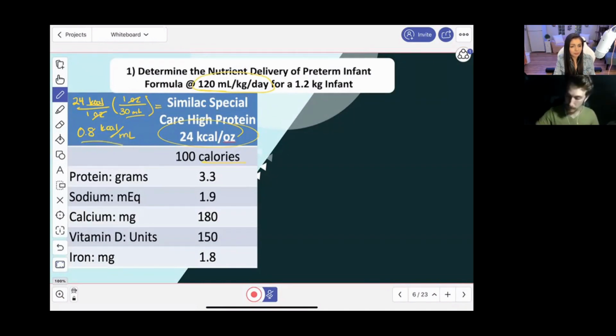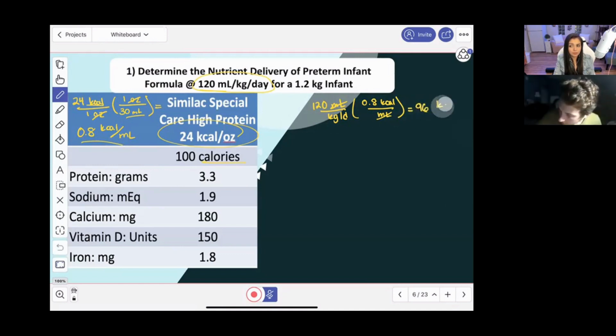So to do that, we're going to take the volume, which is 120 milliliters per kilogram per day, and we're going to multiply that by what we just found out to be 0.8 kcals per milliliter. Okay, so these are going to cancel out. And then 120 times 0.8 will give us 96 kcal per kilogram per day. Okay? Easy. And then let's move on to the protein.